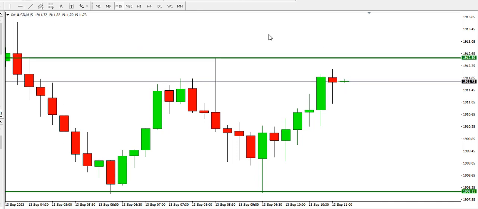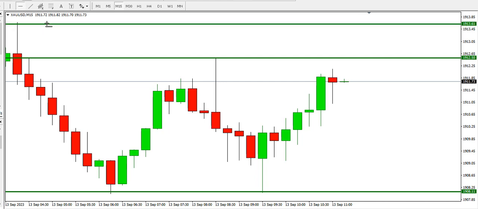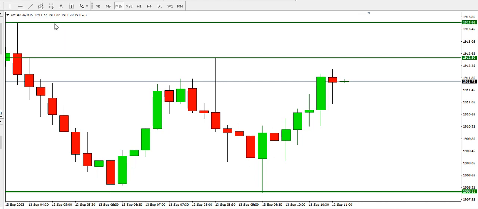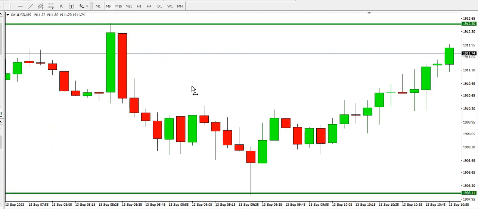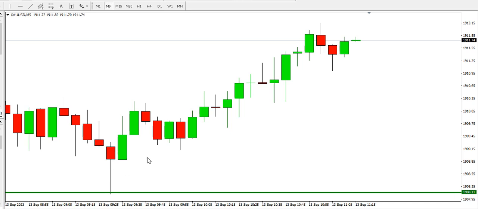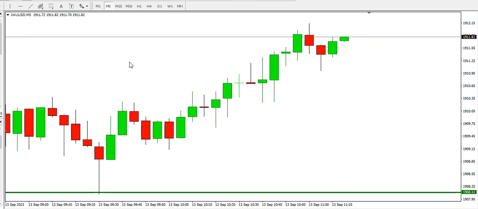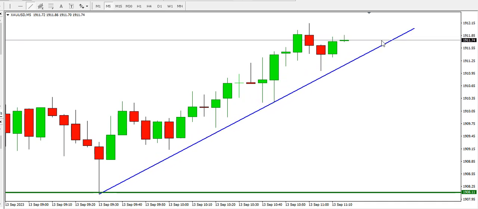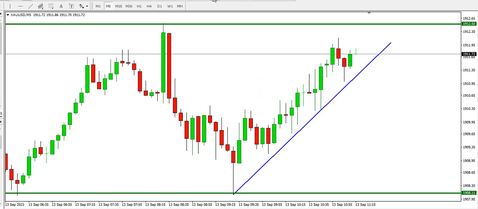On a break of the neckline, my target is this particular level, 1913, before price starts to drop. Lastly, on the 5 minutes time frame, the bulls are pushing price up. We have this particular ascending trend line as the bulls try to push price up. For now, it's advisable to scalp.